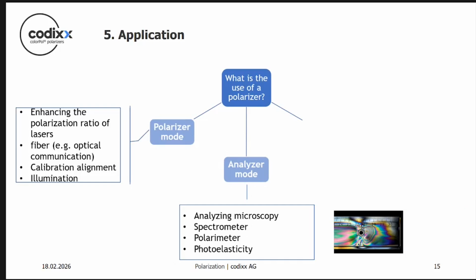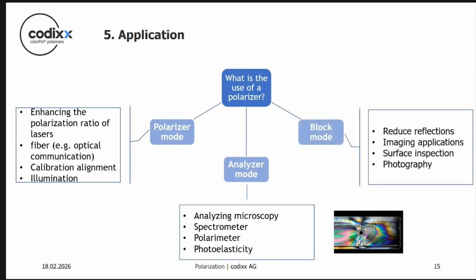For example, in stress measurement, like in this small ruler here, you can see, thanks to polarization, the different stress in the translucent material. Then we have the block mode, where you can block certain types of polarization, and you can reduce reflections. That's where it's used often in imaging applications or surface inspection.